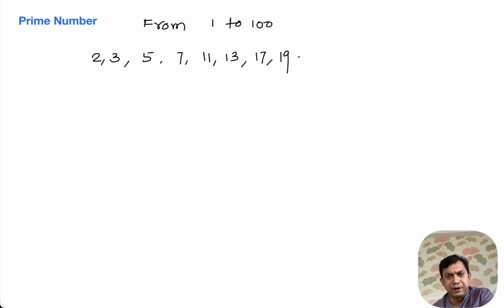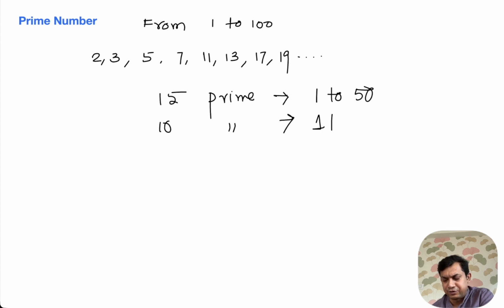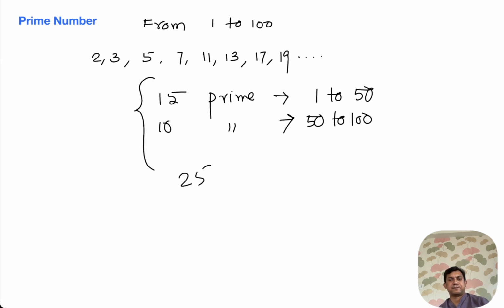So if you write down the prime numbers, we get a total of 15 prime numbers from 1 to 50, and 10 prime numbers from 50 to 100. So the total count would be 25. Let's take a question on prime numbers. Now things will be easier.